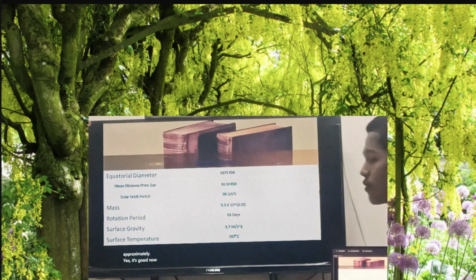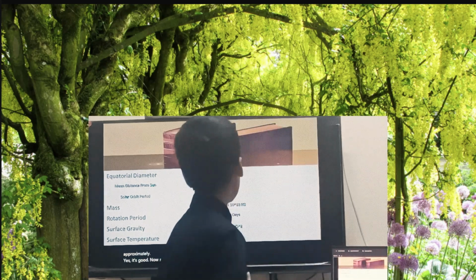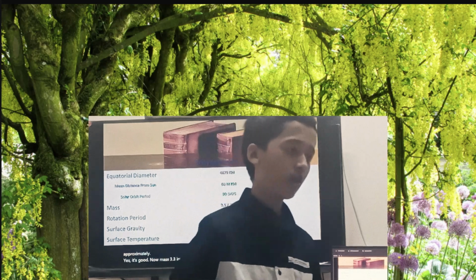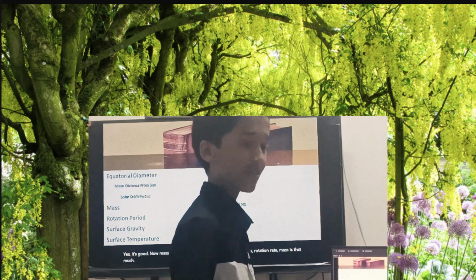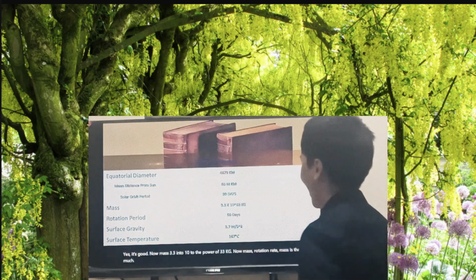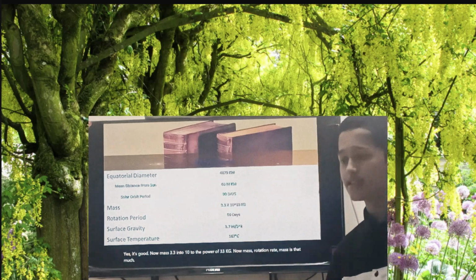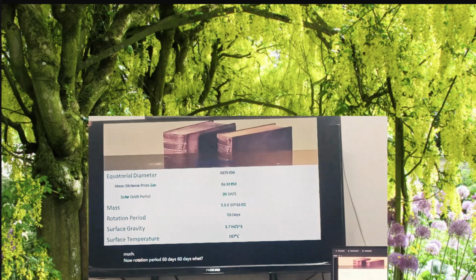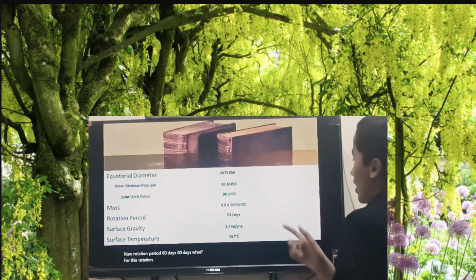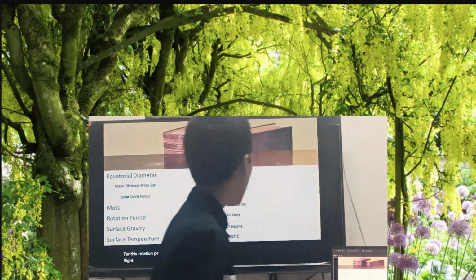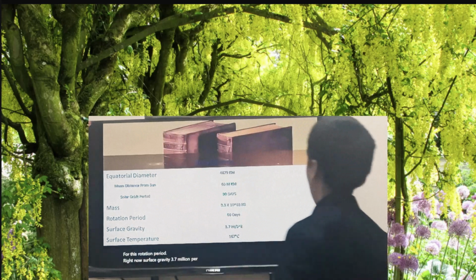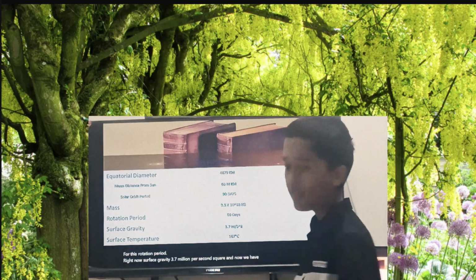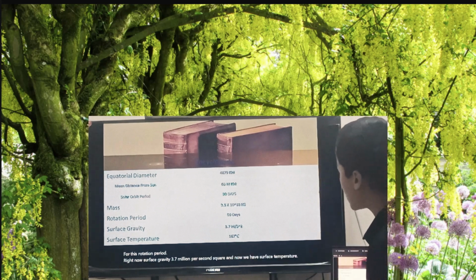Now mass, 3.3 into 10 to the power of 33 kg. Wait, mass is that much? Oh no, that's enhanced. Now rotation period, 60 days. 60 days, what? For this rotation period? Right. Now surface gravity, 3.7 meters per second squared. And now we have surface temperature, 167 degrees Celsius.